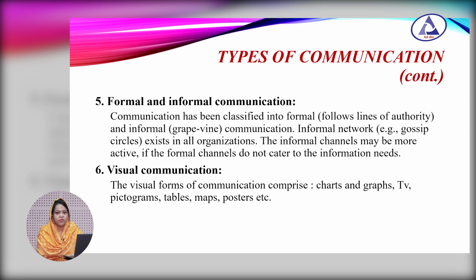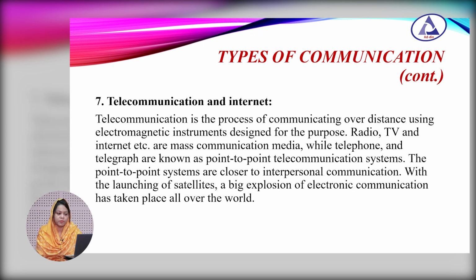Now the formal and informal communication. Formal communication follows the lines of authority, and informal communication takes place through the gossip circle. And visual communications are usually charts, maps, TV, pictograms, tables, posters, etc., from which we get information or messages. And the last one is telecommunication. Telecommunication is the process of communicating over distance using electromagnetic instruments like radio, TV, internet, etc.